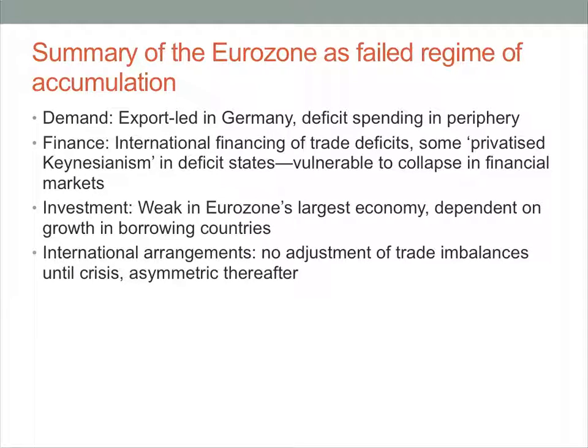And finally, international arrangements. The Eurozone didn't have any set of arrangements for dealing with trade imbalances in a symmetric fashion. Instead, what you got was up through 2008 the continual growth of trade imbalances. So you could go back to the slide that I had earlier on the growth of Germany's trade surplus. And then when the crisis hit, a very rapid and asymmetric adjustment. And it's that adjustment we're going to talk about on Monday.